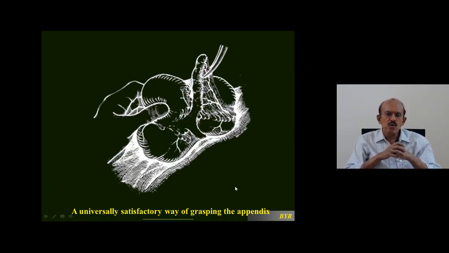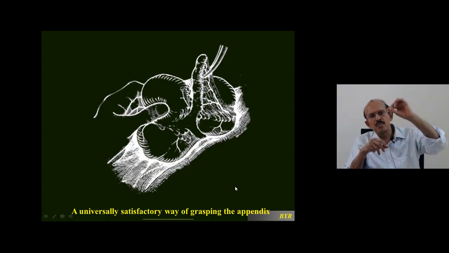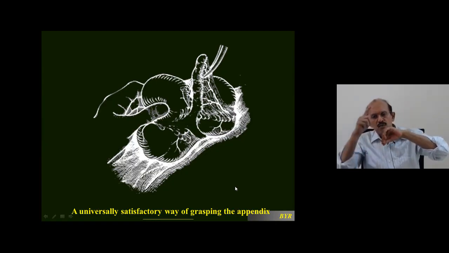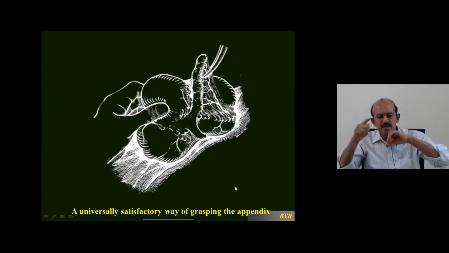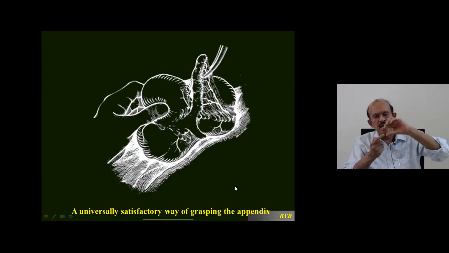So the best way to find it is to hold the cecum. It is easy to hold the cecum. Cecum is always constant in that position. So hold the cecum and lift it up into the wound. You follow the taenia coli, the 3 taenia coli, from the front, from the sides. All these 3 will meet at one point on the posterior side. At that place where the taenia coli meet, there will be the base of the appendix.